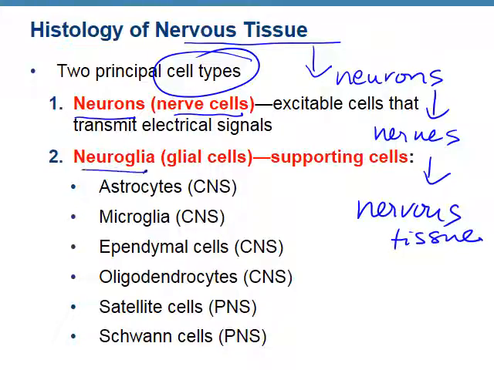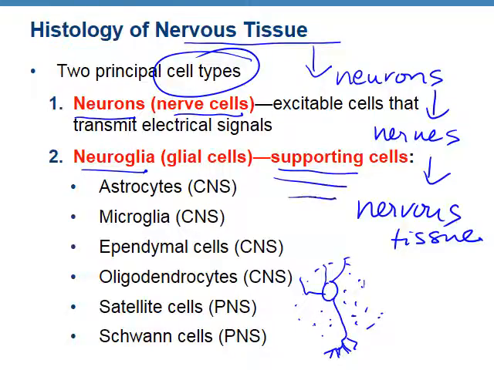We also have something called neuroglial cells. So these are the supporting cells. So when we look at a microscope slide of nervous tissue, you'll see the dendrites, the soma, you'll see the axon, you'll see the little axon terminals, and then you'll have these little dots all over. And these dots are these supporting cells.